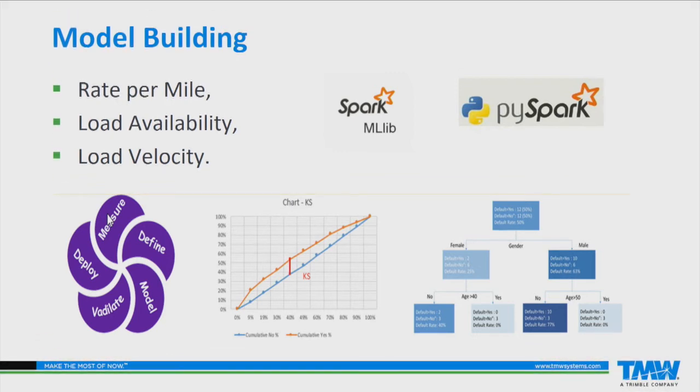Now, it's interesting because when I first joined and I started writing optimization algorithms, I asked the analyst, what's the average speed you use? What speed do you say that this load is going to be delivered at? How do you calculate your ETA? Oh, it's an average 65 miles an hour, right?